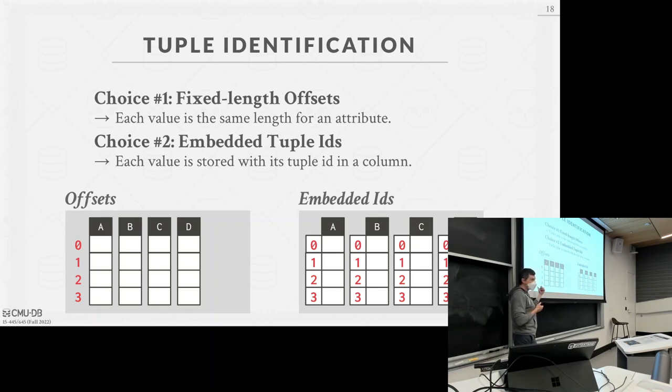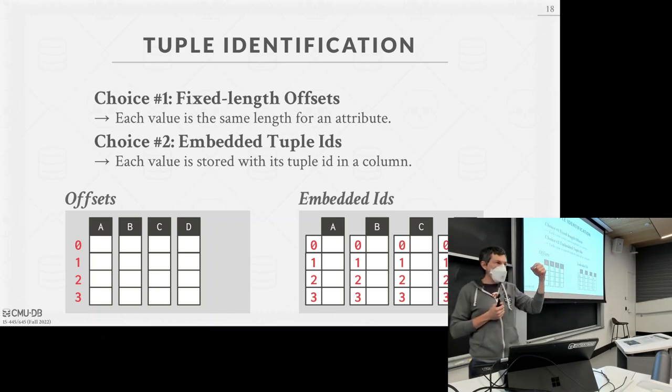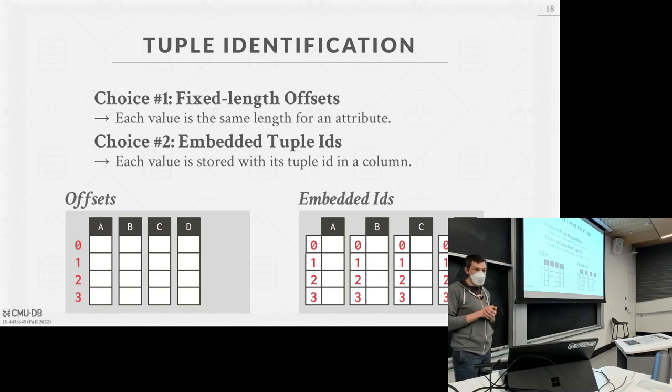The first is to use fixed-length offsets, where you know that the value at a given offset in this column will match a value in another column at the same offset, or they correspond to the same tuple. That means every value within the column has to be the same length, so I can do simple arithmetic. If I want the millionth tuple and it's 32-bit integers, I take 1 million times 32 bits and jump to the offset that I want.